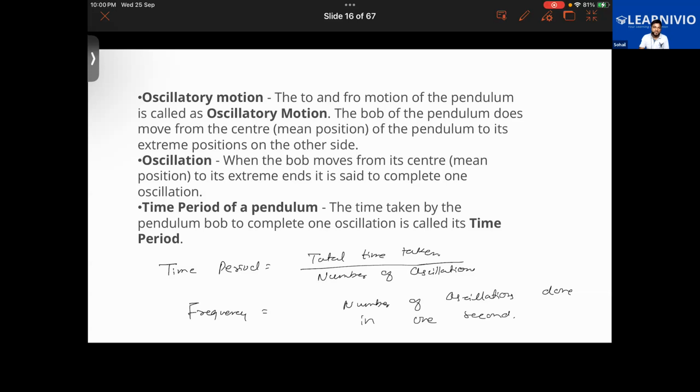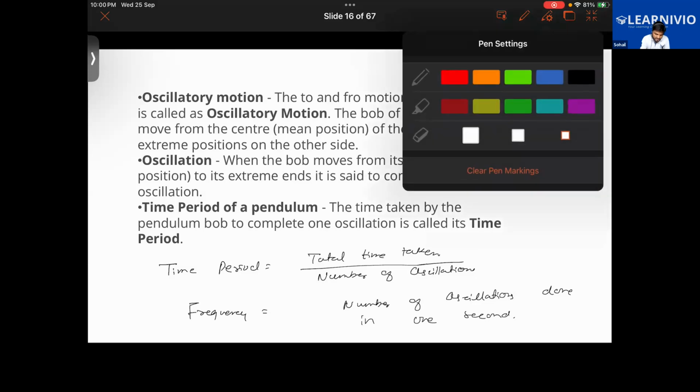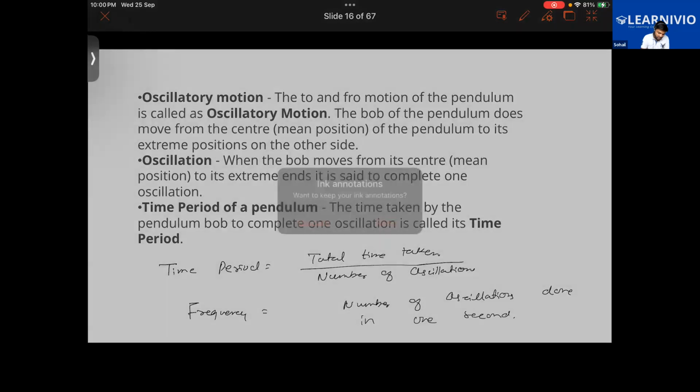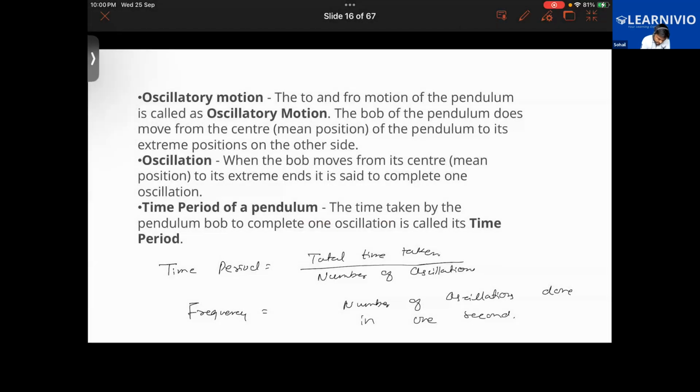Now let us do a question and that will clear it out. The definition is clear now. You are understanding what the frequency of a simple pendulum is. It's nothing but the number of oscillations it does per unit time, like per 1 second. Interestingly, there's a relationship between the frequency and the time period. But before that, let us learn the formula first.